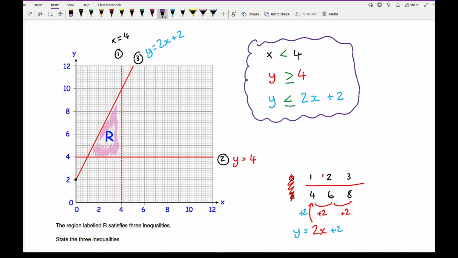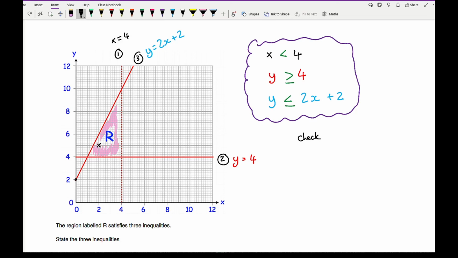Now again, it's always good practice for you to check, so let me create a bit of space and get rid of all of this. I'm going to find a checkpoint and try to go for nice numbers. Here I'm going to go for one that's definitely not on the boundary, so I'm going to go for (2, 5). So x is going to be equal to 2 and y is going to be equal to 5. Wherever I see an x, I'm going to swap it for 2, and wherever I see a y, I'm going to swap it for 5.